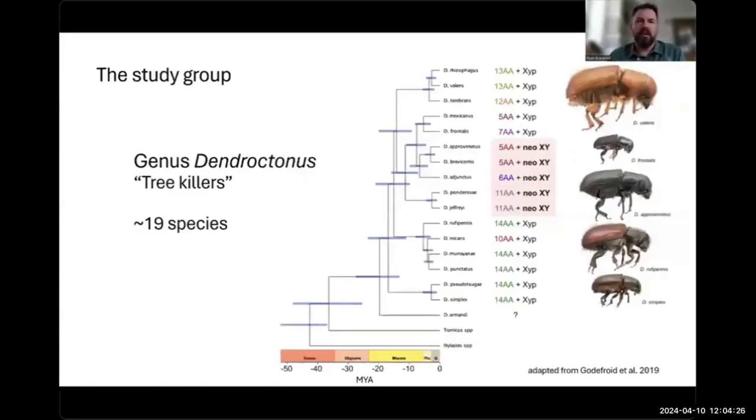And so the group I've been working on to study this is Dendroctonus. These are known as the tree killers. This is a group of very important forest insects. Many of these kill healthy trees. There are around 19 species, many of them shown here, and numerous species have neosex chromosomes. And today I'm going to be talking about Dendroctonus ponderosae. This is one of the species I was talking about before. We're going to go into a little bit more depth on this species. This is its karyotype, which has 11 autosomes and a neo-XY.